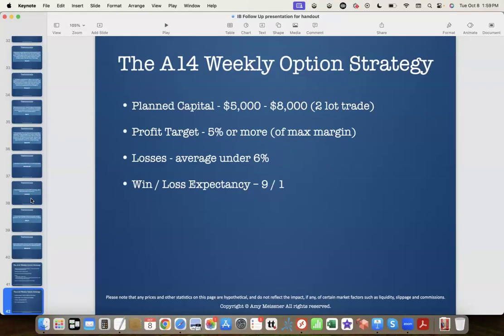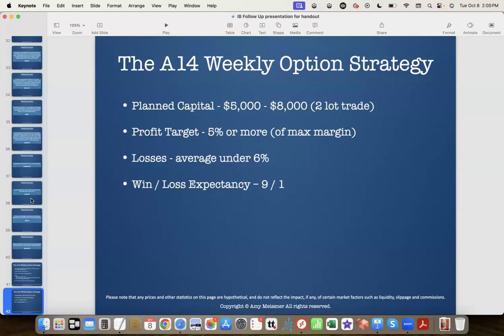So for the smallest size, the planned capital is about $5,000 to $8,000 for a 2-lot trade. Actually, I've been keeping it around $5,000 per trade in the alert service. So that's the smallest. And even with adjustments, I keep it at that level. I try not to go over $5,000 for any one trade.